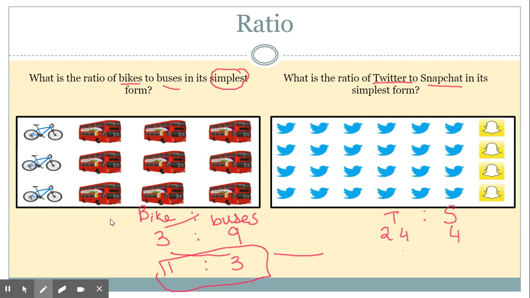So 24 divided by 4 is 6. 4 divided by 4 is 1. So my final ratio in its simplest form is 6:1.